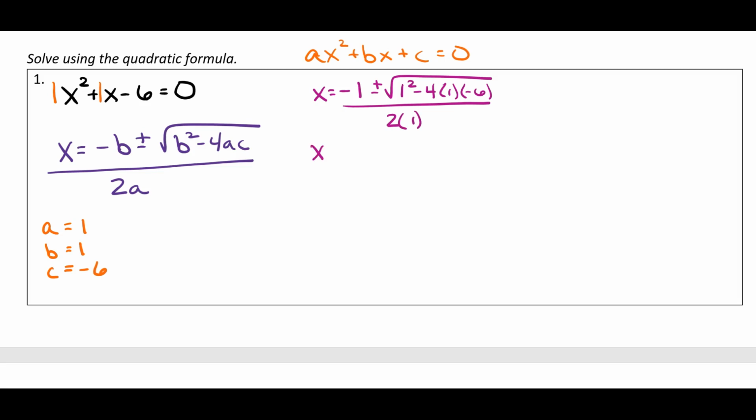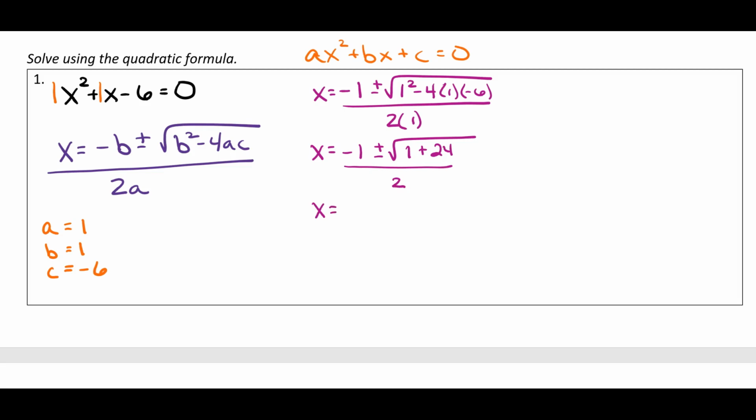So then we have x equals negative 1 plus or minus the square root. Now we're going to clean up the inside. So 1 squared is 1. Negative 4 times 1 is negative 4. And then that times negative 6 is positive 24. All divided by 2 times 1, which is 2.